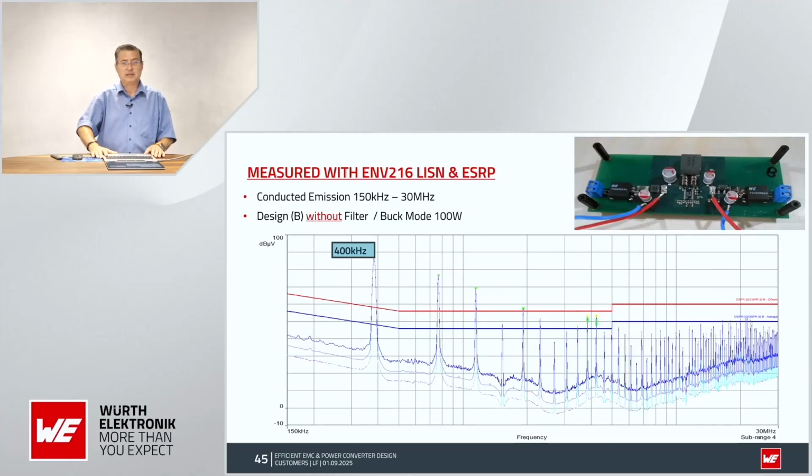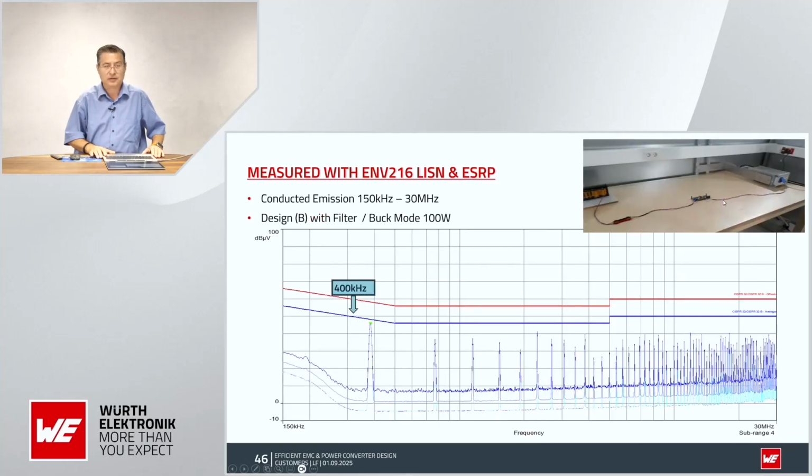Now, let me take design B. Design B, without filter, 400 kHz switching frequency. Without filter, I can see in comparison with the 600, I am already quite good. No filter connected. Let's connect the filter. If I connect the filter, whew, I'm good. On the first shot, design B passed the conducted emission, quasi-peak and averaging.